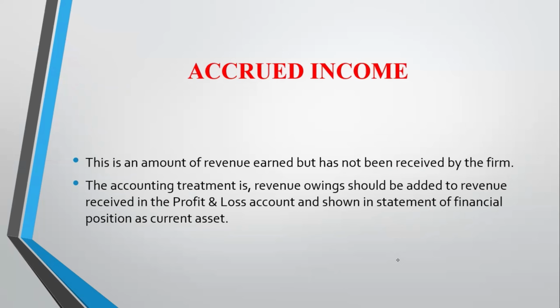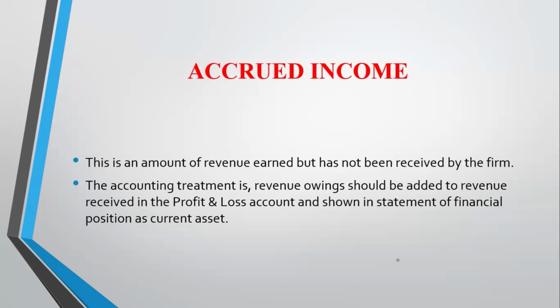But since it has been sold, the customer has the goods now, or the firm has rendered the service, it has been earned, even though the money has not been received. So it is earned, but the money has not been received. Here it is called accrued income or revenue owing. People are owing us some revenue.